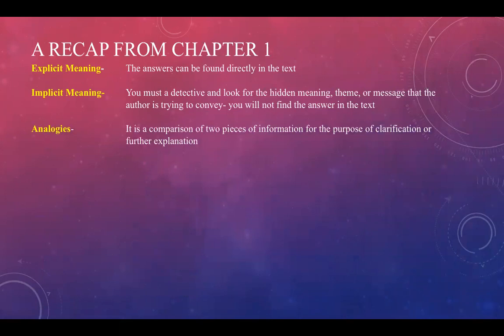Analogies, that's a comparison of two pieces of information for the purpose of clarification or further explanation.